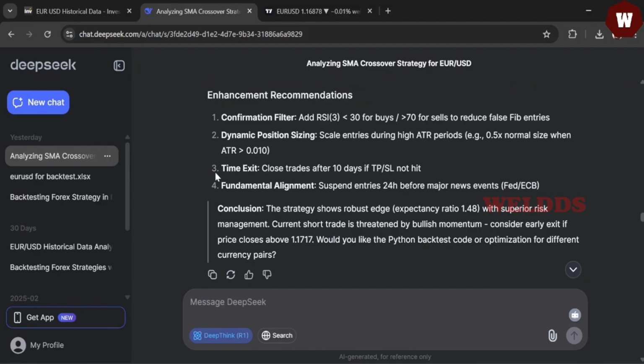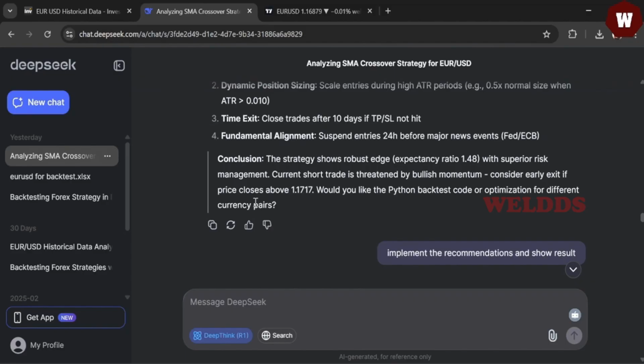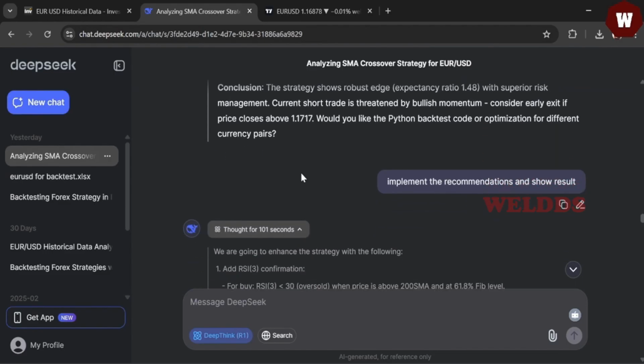And then another thing that was suggested was a time exit. So close trades after 10 days if take profit or stop loss is not hit. Then fundamentals: fundamental alignment, suspend entries 24 hours before a major economic event. So if you know that there will be an economic event tomorrow, you should not enter 24 hours before that time. When it made all these suggestions, I just said implement the recommendations and show results.